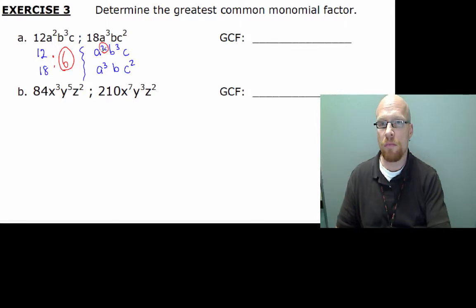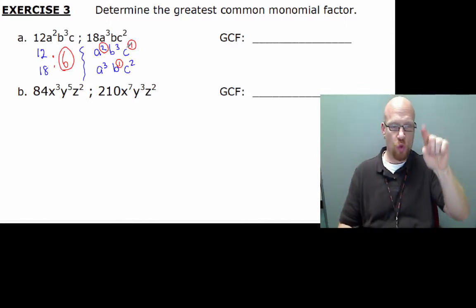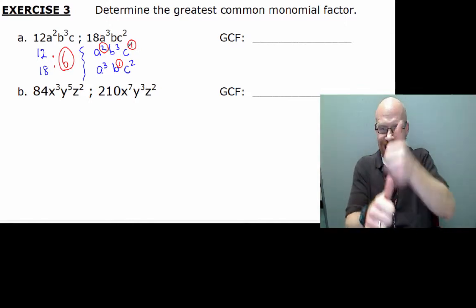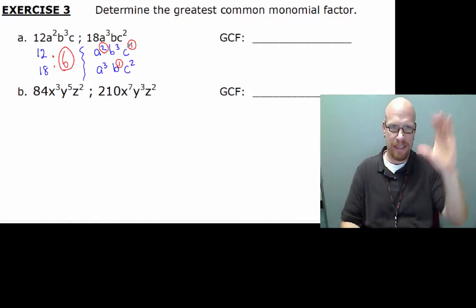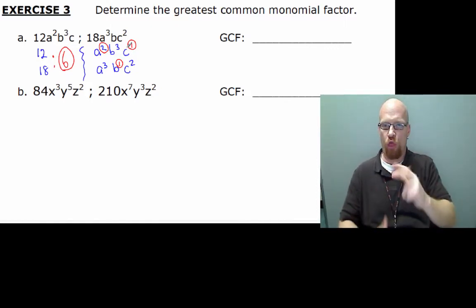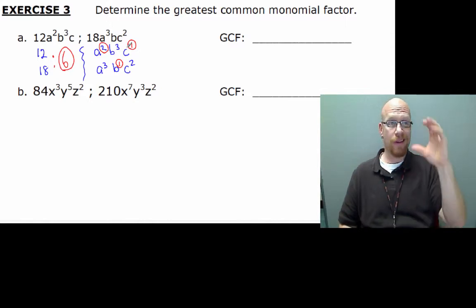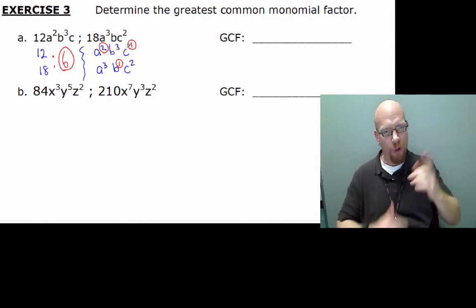So now we can see I've circled the lowest powers for each variable, for the two A's, the two B's, and the two C's. Squared is less than cubed, first power is less than cubed, and first power is less than squared.